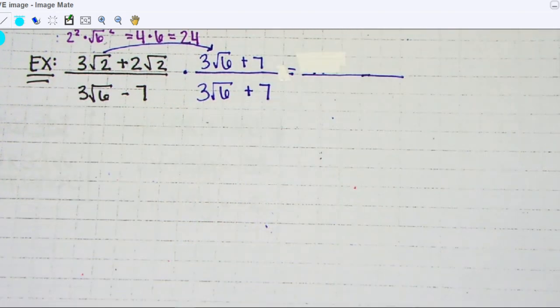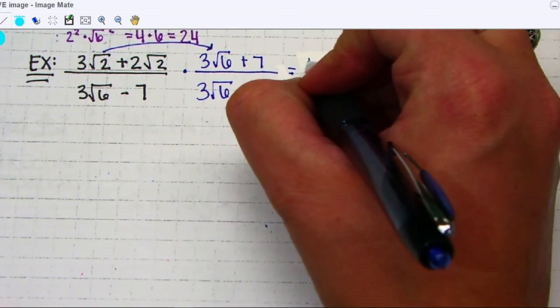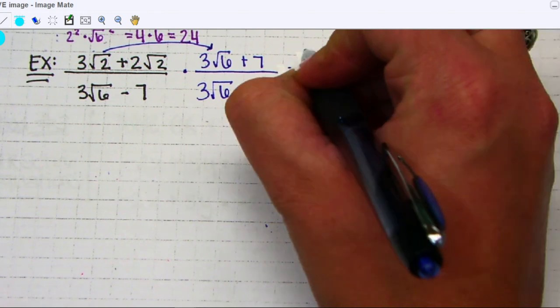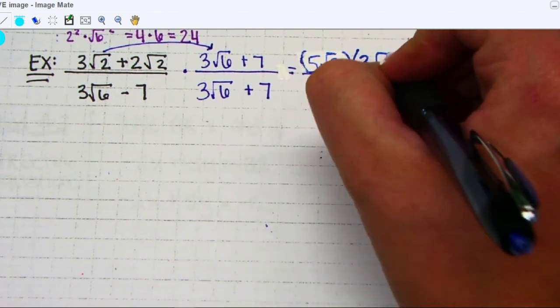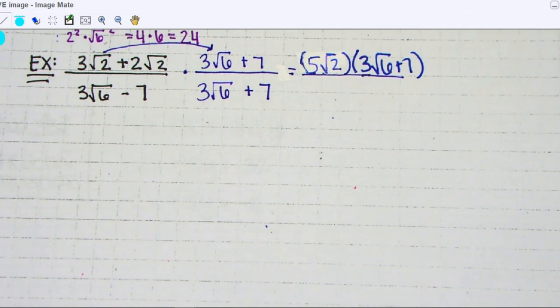All right, so let's combine the top. We're adding them first. So 3 square root of 2 plus 2 square root of 2 is 5 square root of 2. So let's go ahead and just do 5 square root of 2. And then we'll leave this part in parentheses, 3 root 6 plus 7. Then we'll distribute. Good looking out. Smart. Definitely saves us plenty of time. So all we did was we added the top. We're multiplying. Okay.